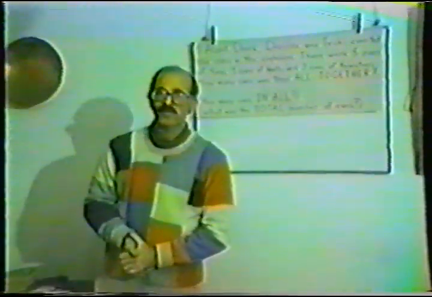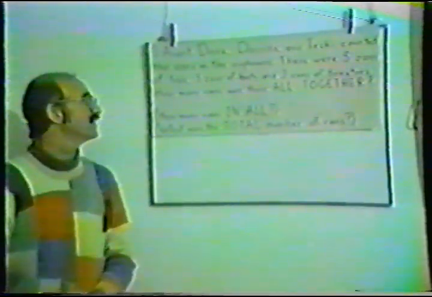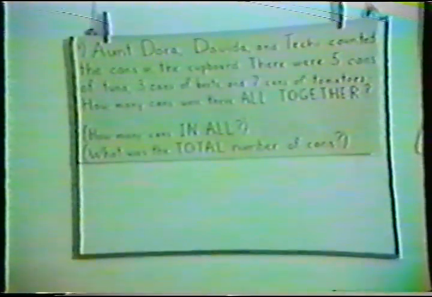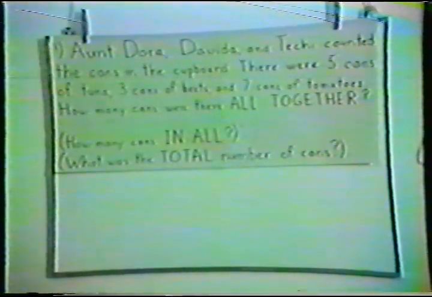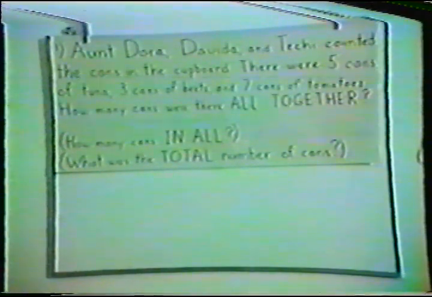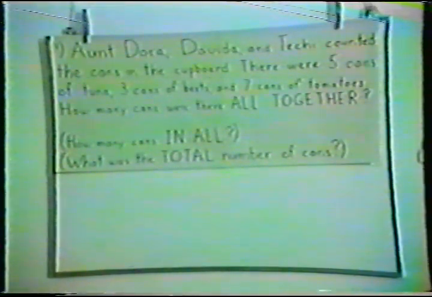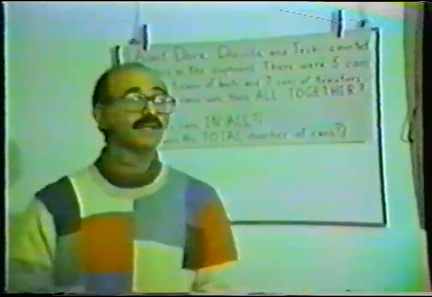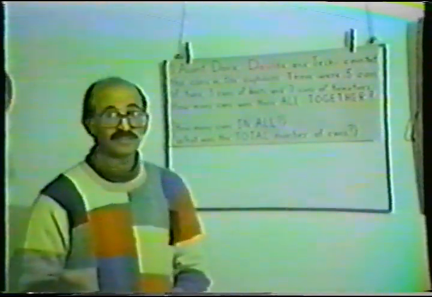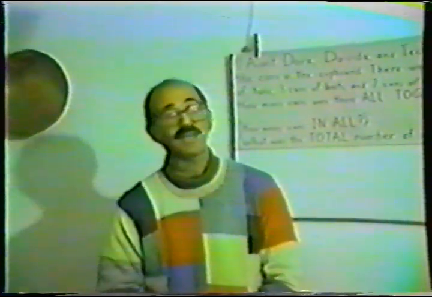Okay, here we go with our first story problem. Aunt Dora, Davida, and Tetchy counted the cans in the cupboard. There were 5 cans of tuna, 3 cans of beets, and 7 cans of tomatoes. How many cans were there all together? Now we could say, how many cans in all? Or we could say, what was the total number of cans? All those things mean the same thing.